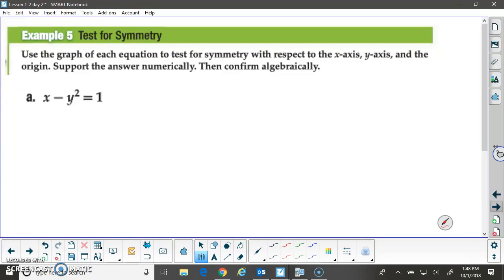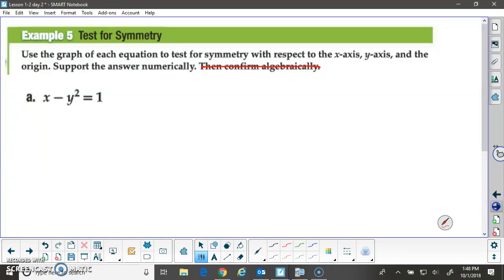So keeping that in mind, you're going to be asked to test for symmetry. So here's an equation, and I've hidden the graph for the moment. It says use the graph of each equation to test for symmetry with respect to the x-axis, the y-axis, and the origin. Support the answer numerically. We are going to do that. And then it says confirm algebraically. We're not going to do that.